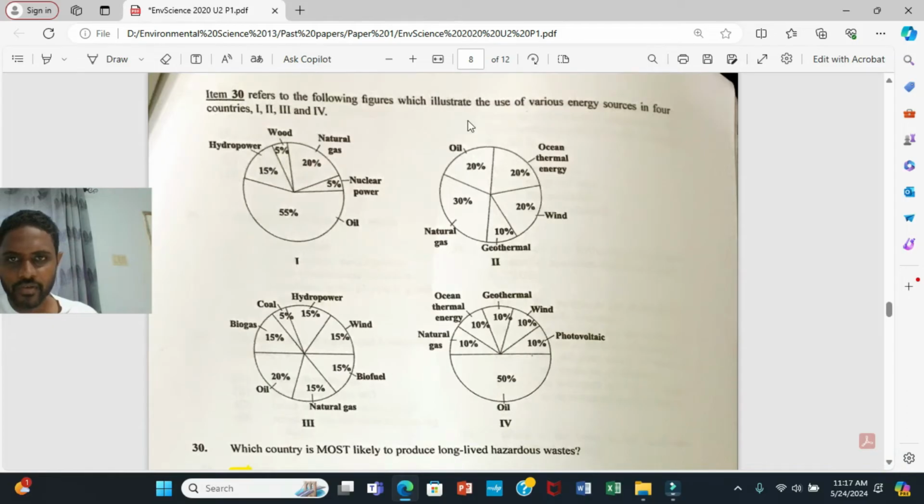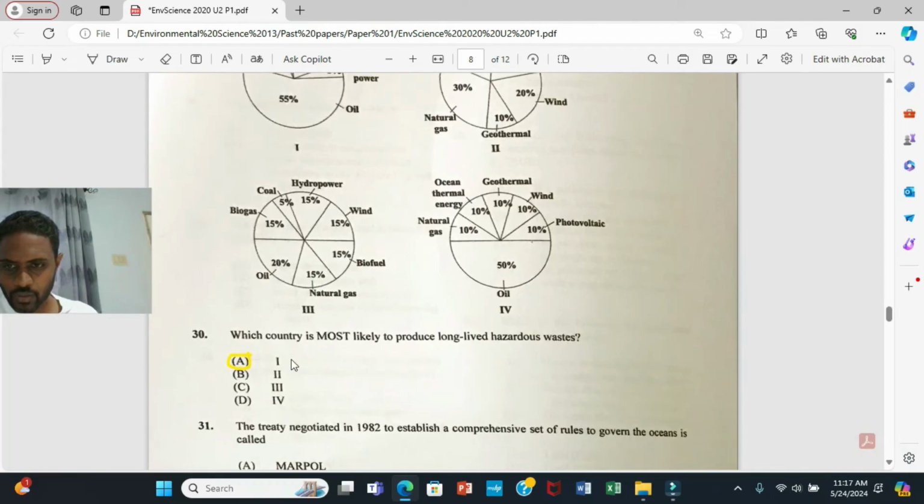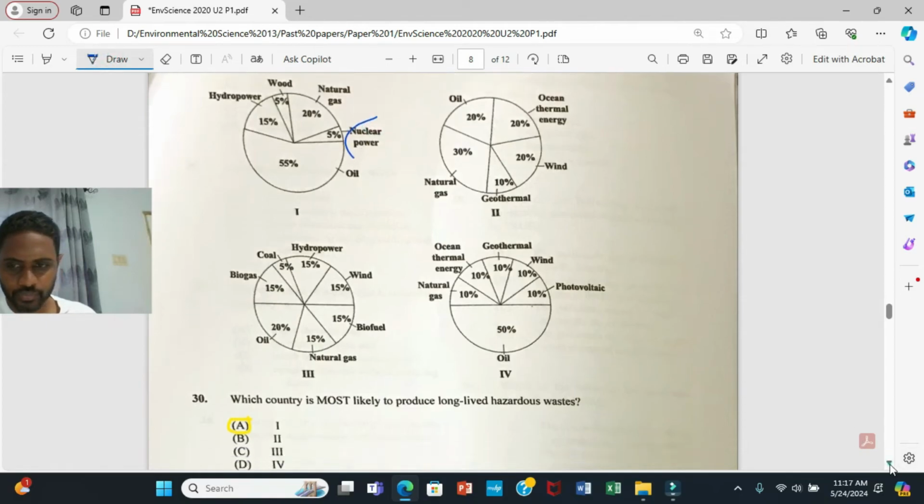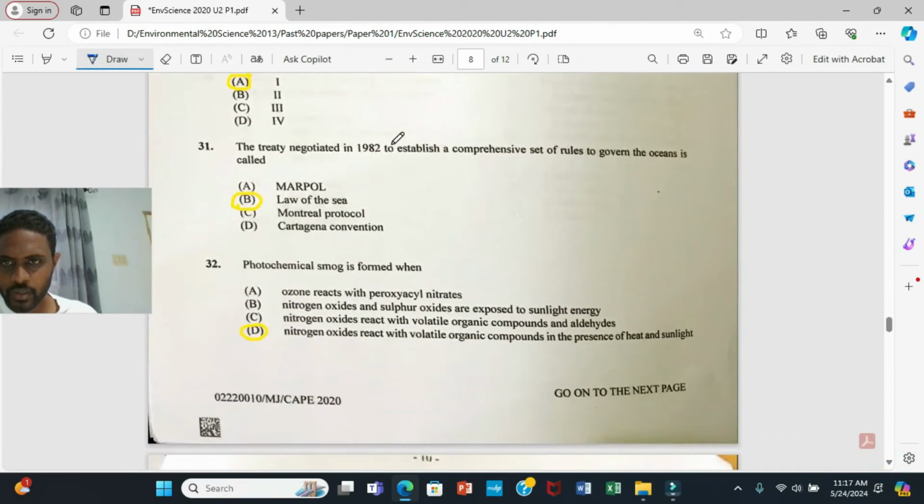Item 30 refers to the following figure, which illustrates the use of various energy sources in 4 countries: 1, 2, 3, and 4. Which country is most likely to produce long-lived hazardous waste? That would be 1 here, because of the nuclear power, right? The treaty negotiated in 1982 established a comprehensive set of rules to govern the ocean. It is called the Law of the Sea.